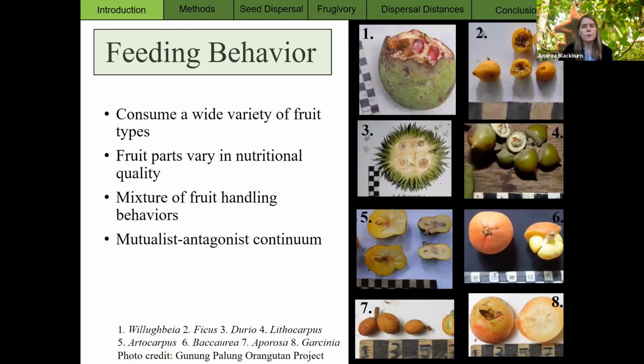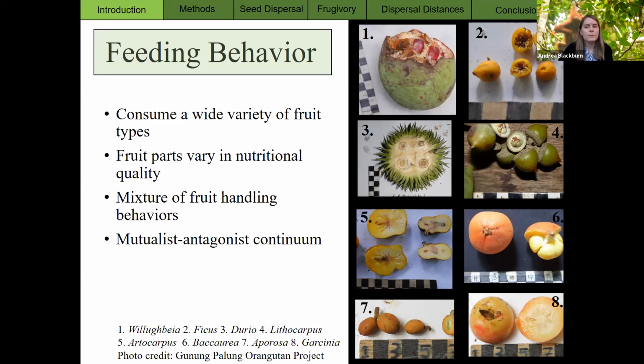So orangutans consume a wide variety of fruit types and fruit sizes, and I've included some photos here so you can see the diversity of fruits they consume. Orangutans are also selective about which parts of the fruits they consume. As fruit parts differ in nutritional quality, for example, seeds tend to be high in calories and lipids, whereas fruit pulp tends to be high in sugars.